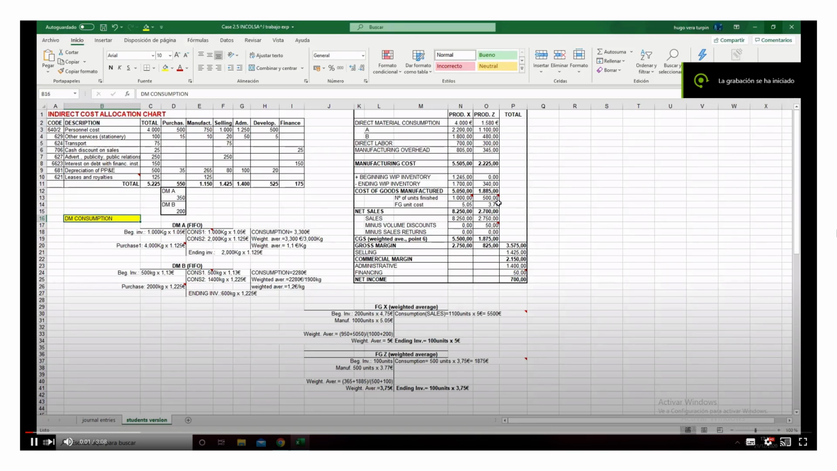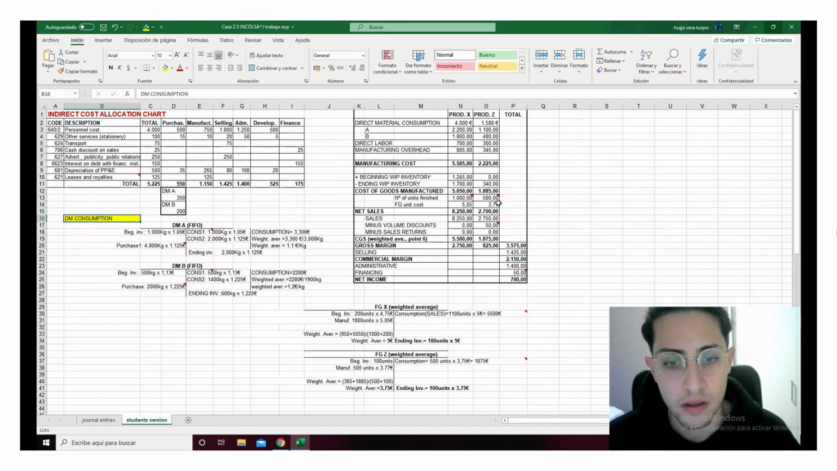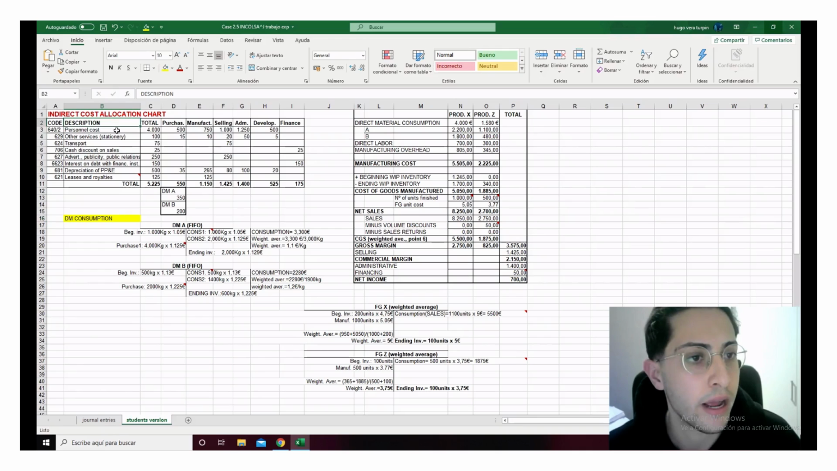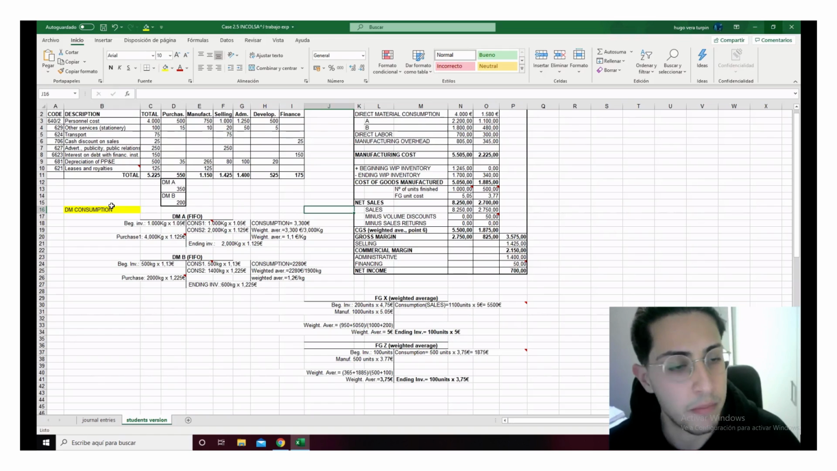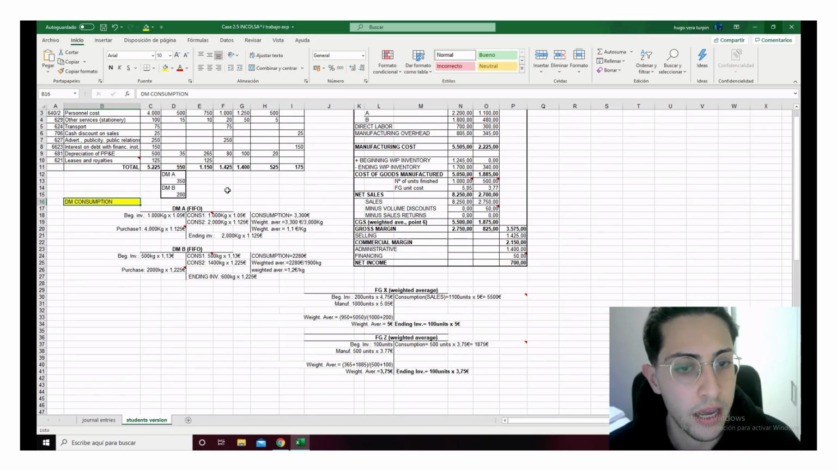Okay, we will continue explaining the case 2.5 of unit 2 and we will focus on the most important point. I will explain the evaluation of the ending inventories and after that how to calculate the unit cost of product. I will assume that all of you are able to allocate the indirect cost. Okay, first of all I will start explaining the direct material consumption.